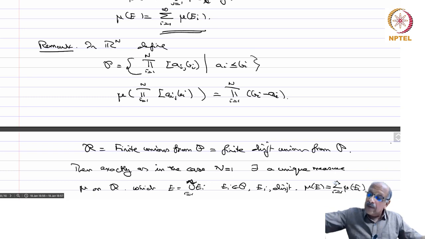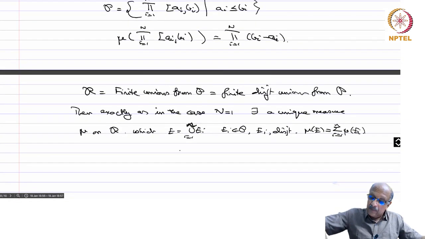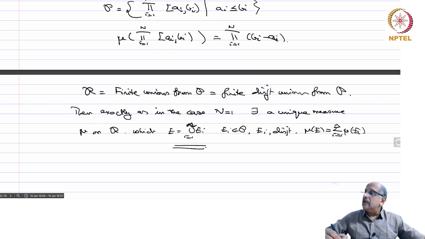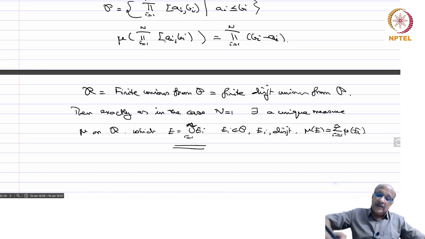Okay, so now we have a ring, we have a measure, and we are ready to apply Carathéodory's method to construct the Lebesgue measure. And as I said, what we have done in case n equals 1, we can also do similarly in any general dimension, and therefore we will construct the Lebesgue measure in all dimensions next time. Okay.